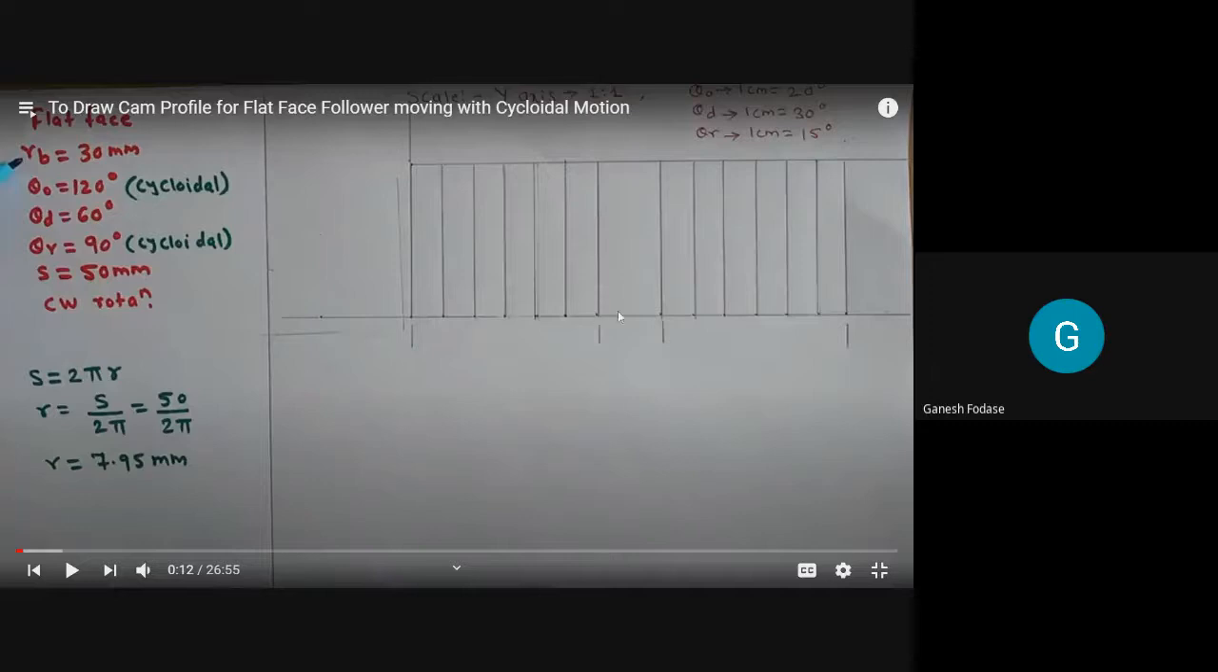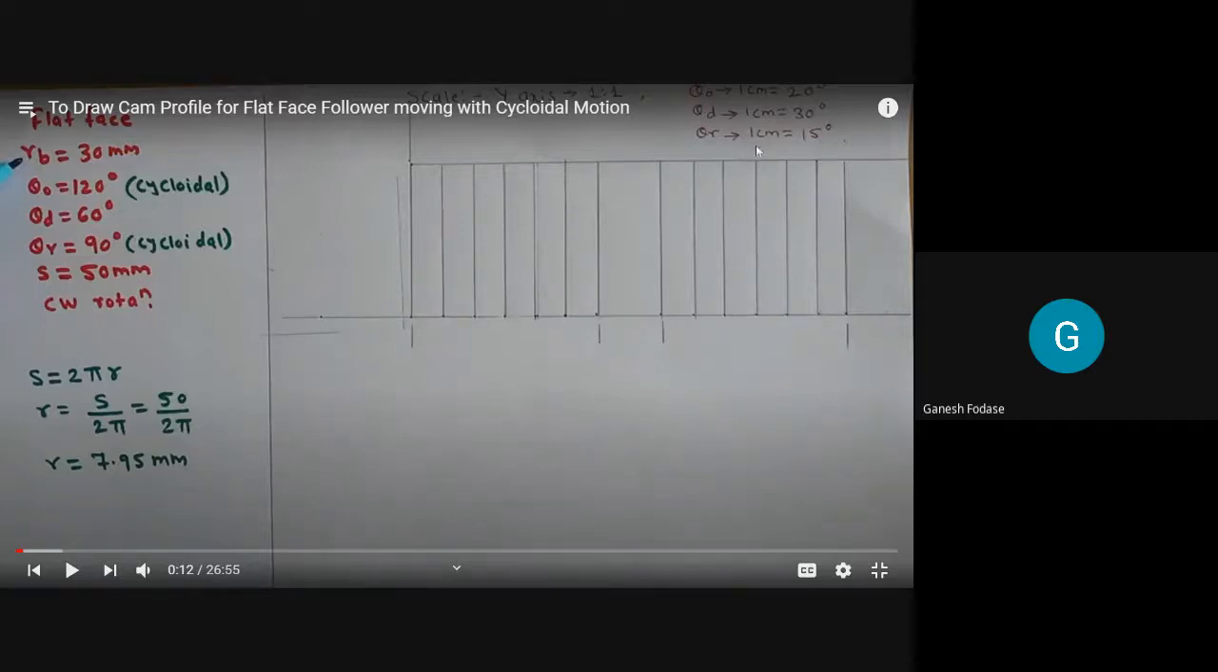There is no need to divide this dwell period, but we will take a scale for dwell also. How much angle is given? 60 degree. So we take 1 centimeter is equal to 30 degree. You can take different scale for rise, return, and dwell. So 30 degree scale means this total 60 is nothing but 2 centimeter. So try to take a minimum space for a dwell, because there is no need to divide it; during that period the follower is stationary. So we'll take minimum length of the dwell period. So it is 60 degree, and we take scale as 1 centimeter is equal to 30 degree.